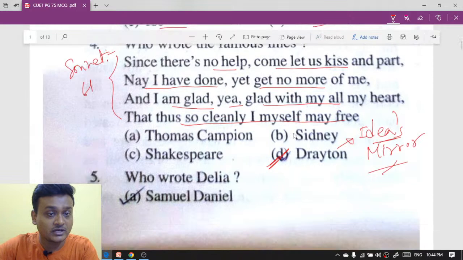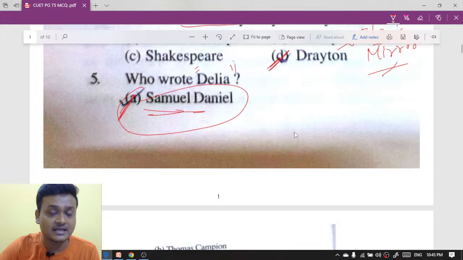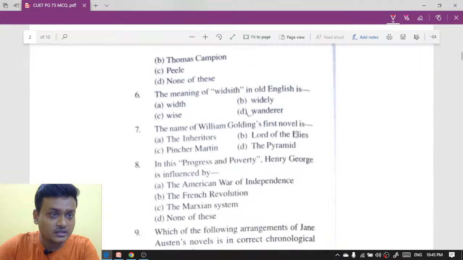Moving on to question number 5. Who wrote Delia? Delia is a sonnet sequence written by Samuel Daniel. So here the right option is Samuel Daniel. Samuel Daniel has written Delia. Okay. Next question. The meaning of Widsith.